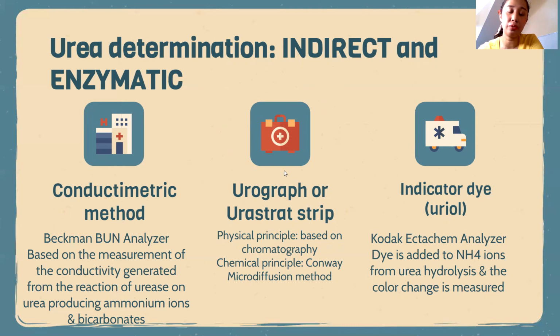We have the urograph or Urastrat strip, based on chromatography and Conway microdiffusion method, and we also have indicator dyes, like in our protein tests. This is used in the Kodak Ektachem analyzer. Depending on the machine, the principles are different. So dye is added to ammonium ions from the hydrolysis of urea, and the color change is measured.